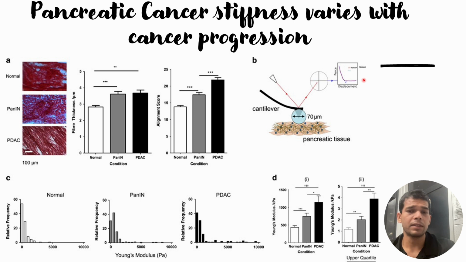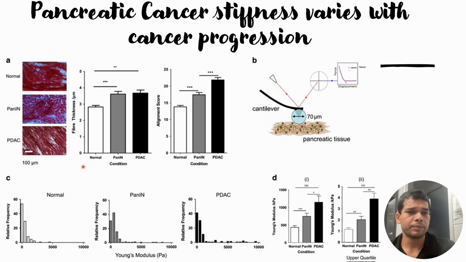In the first figure, they have used three different models at different stages of pancreatic cancer. The first one is the healthy pancreas, the second one is the PanIN, which is the early stage of pancreatic cancer, and the third one is the KPC mice model, which is the aggressive stage of pancreatic cancer, or pancreatic ductal adenocarcinoma. They did their studies in the mice model.